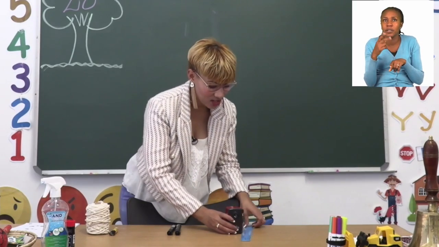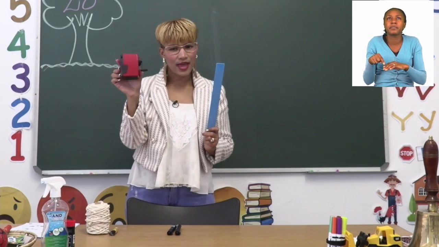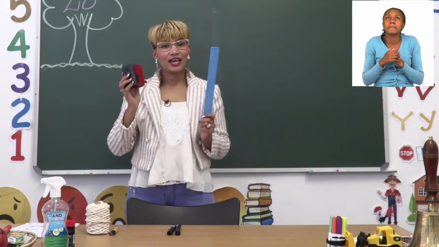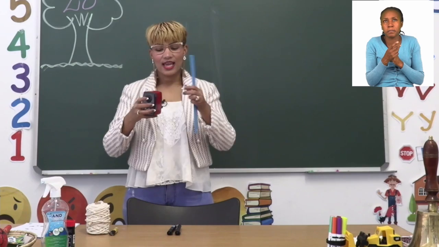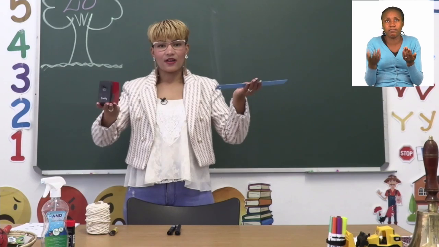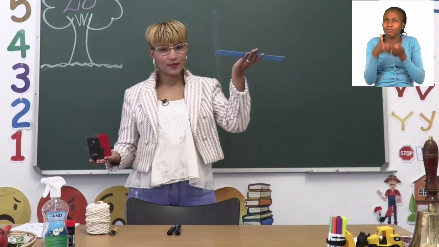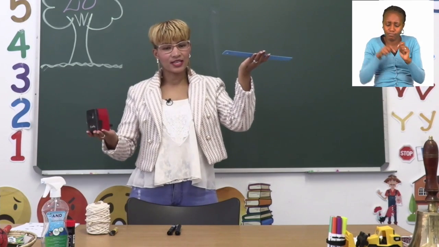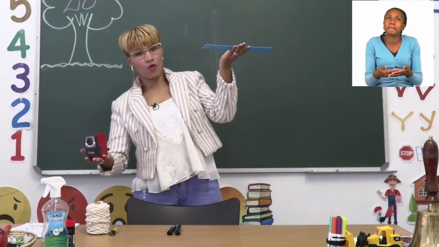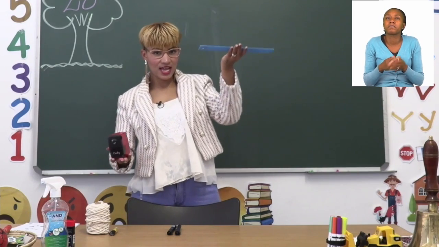Let's use another example. So here I have a ruler and a big sharpener. Can you see the sharpener? Now here, the one object is heavier than the other object. So if I hold it like this, which object is heavier? The sharpener is heavier because it weighs down my hand more. So that means the sharpener is heavier than the ruler.